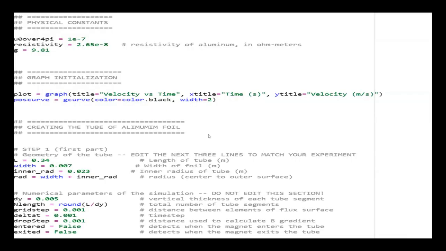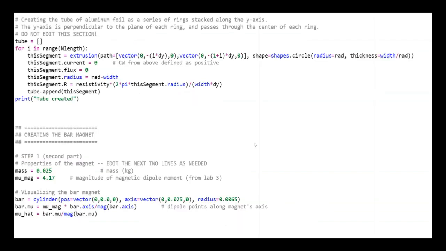In this first slide, we just initialized the physical constants as well as relevant numerical parameters, and also initialized the plot, the velocity versus time graph for the falling magnet. This slide shows how we represented the tube as well as the bar magnet in the computation model.